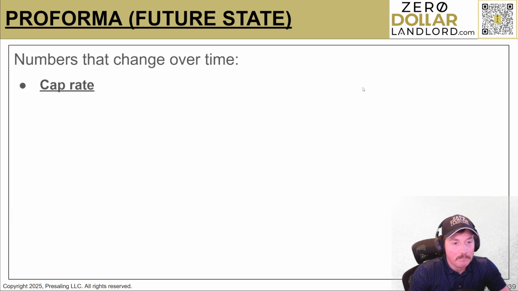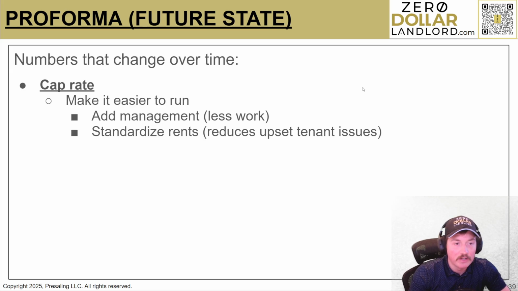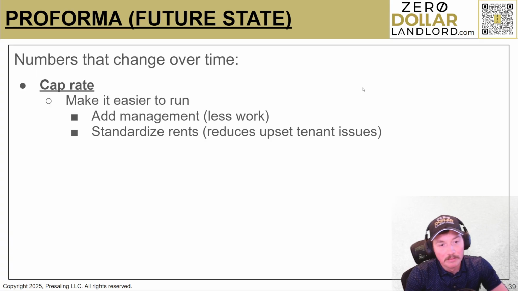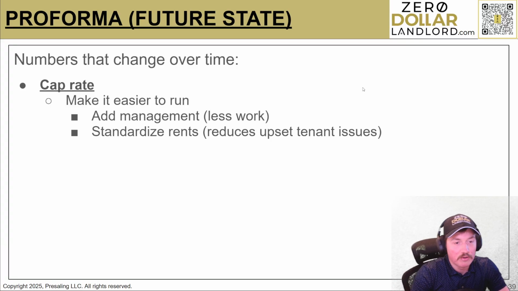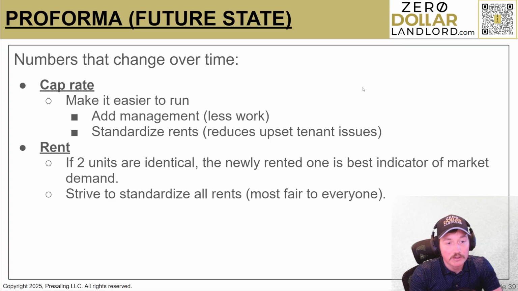So numbers that can change over time are going to be cap rate, so you can make it easier to run, add management, etc. Standardized rent is another way to do that because you have fewer people complaining, like, well, my neighbor pays more or less than me and I'm disgruntled now, right? So you can solve a lot of issues if you standardize all the rents. You can also change the rent, for instance. If 2 units are the exact same in every way, then the newest one is a good indicator of what market rent is. Usually market rent tends to go up. And again, you want to standardize for everybody, it's most fair. There's no reason to give somebody special treatment and give them $500 less per month for no reason.